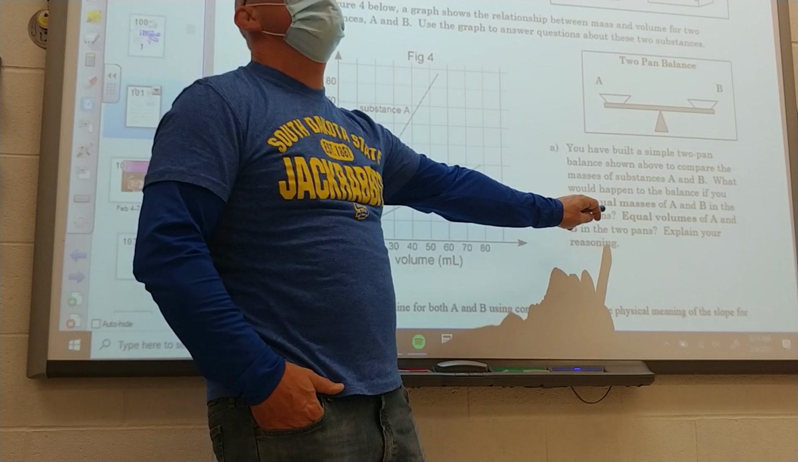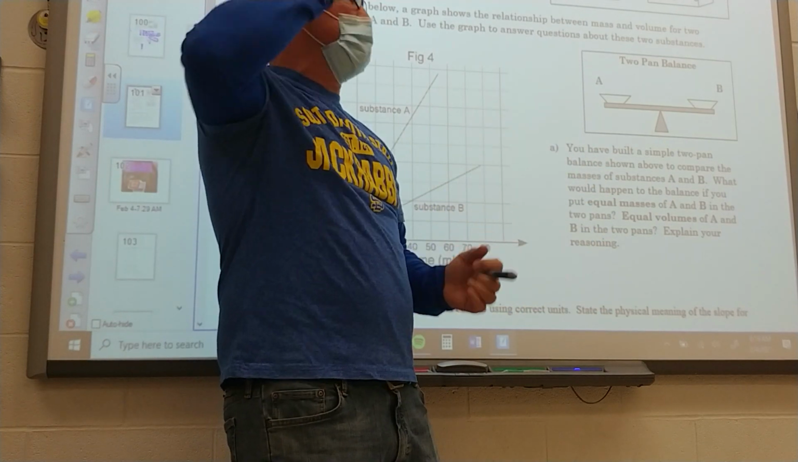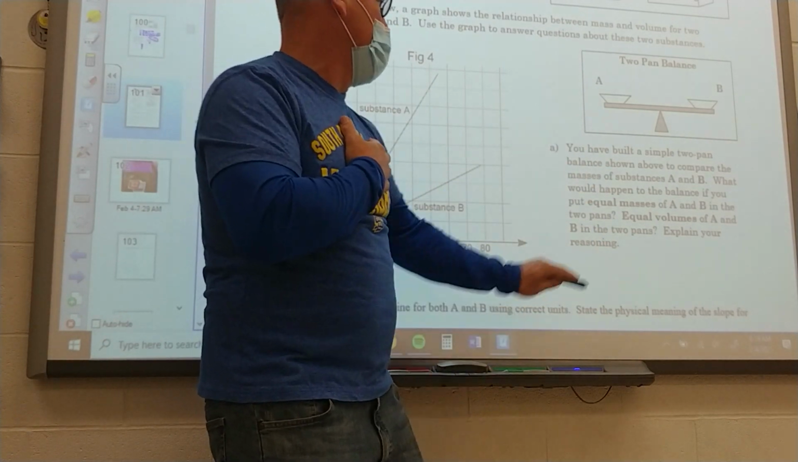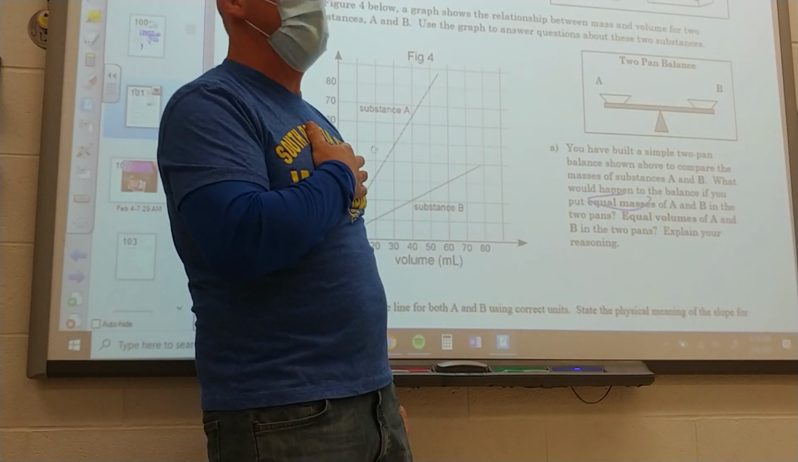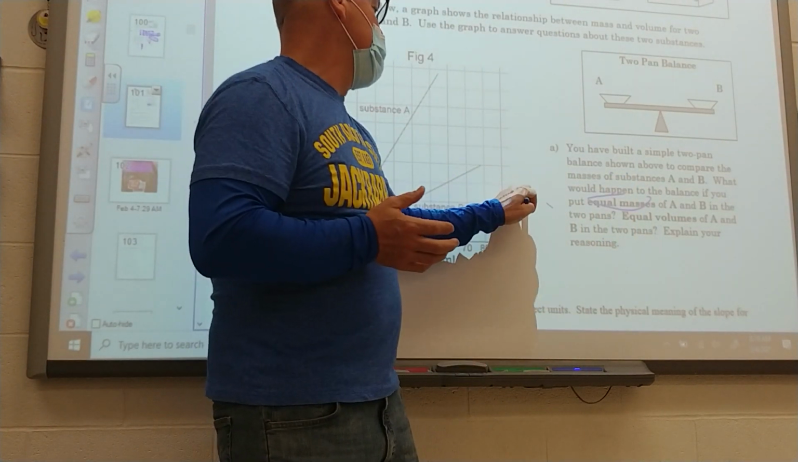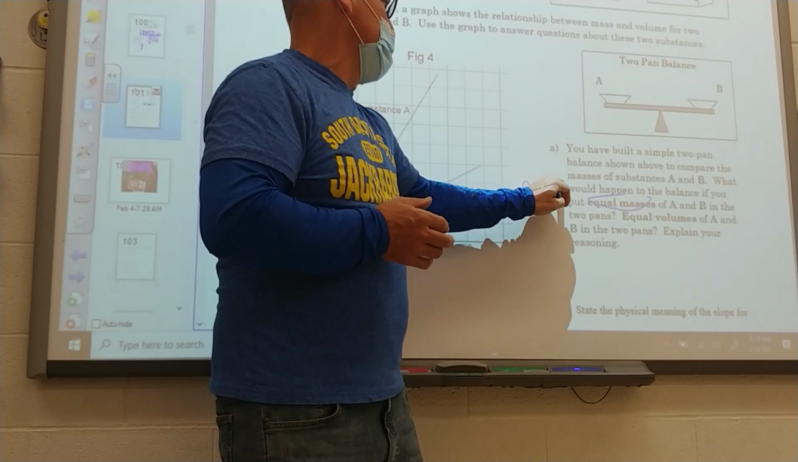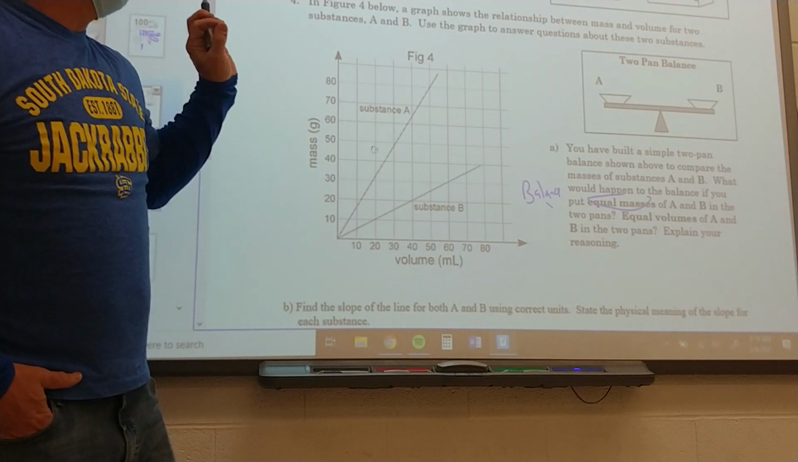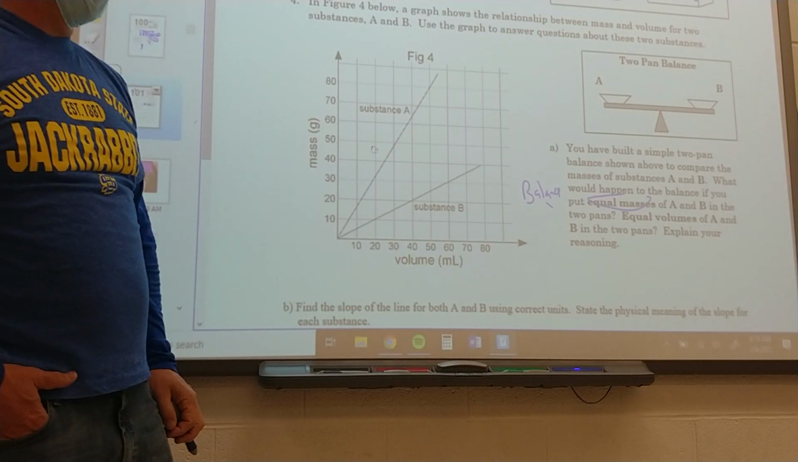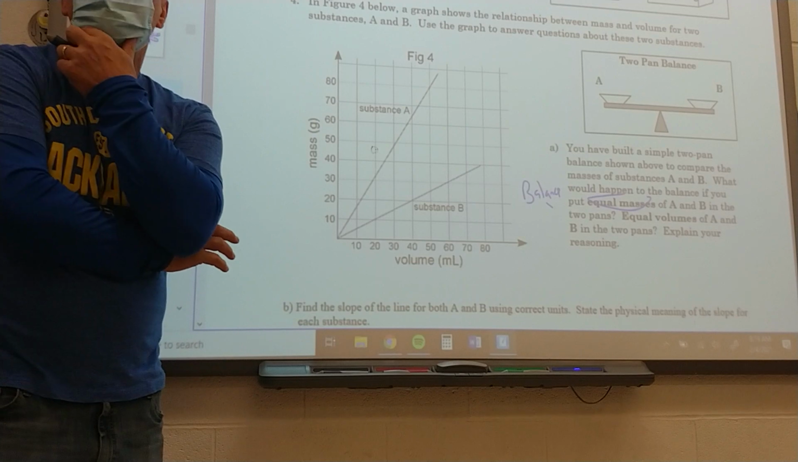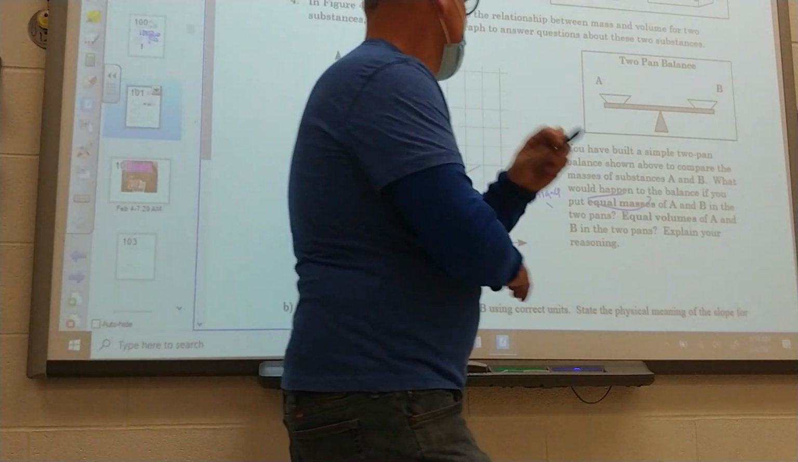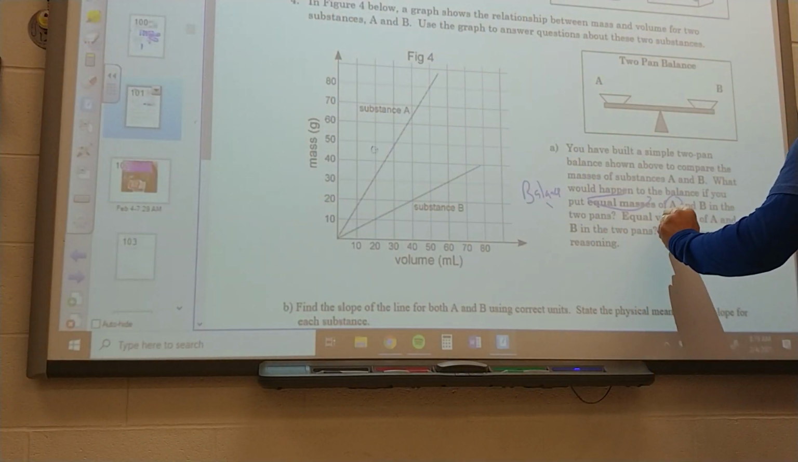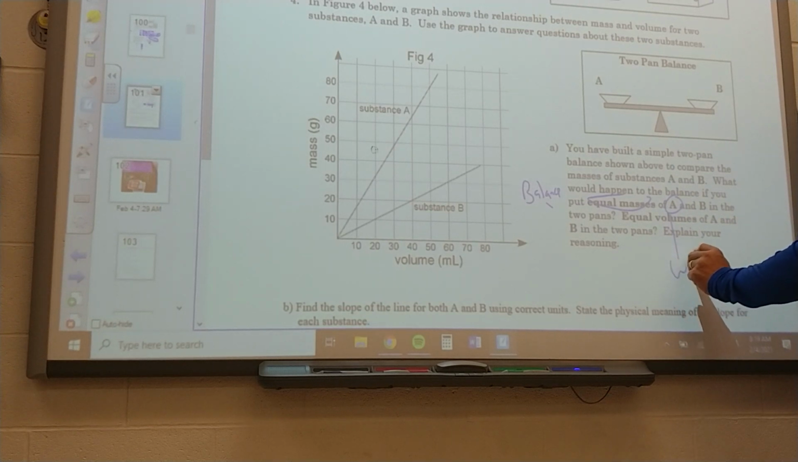So this is strange. They hit some questions over there in a not so obvious way. What would happen to the balance if you put equal masses of A and B in the two pans? They would stay balanced. Okay, what would happen if you put equal volumes of A and B in the two pans? What do you think? A goes down. Well, you think that A would go down? So here's what I could do.